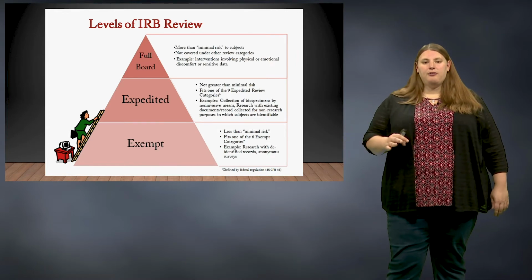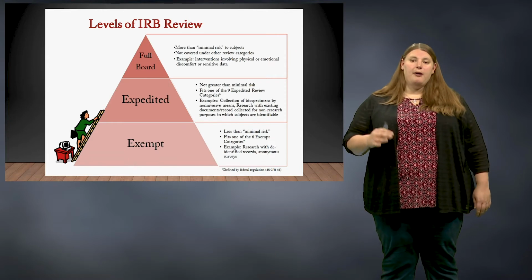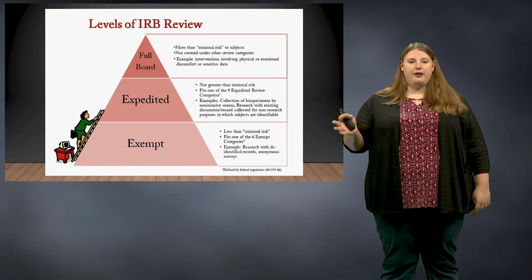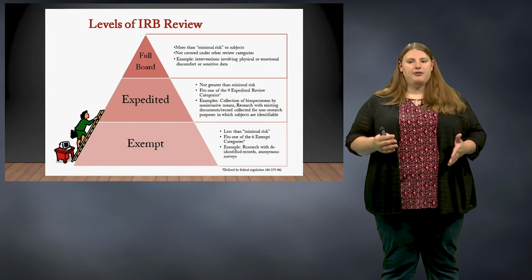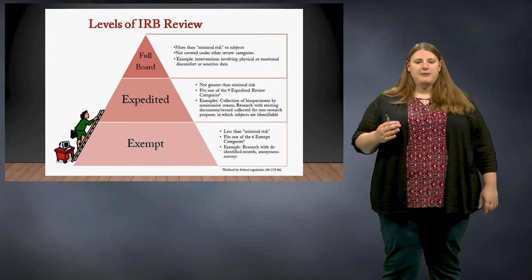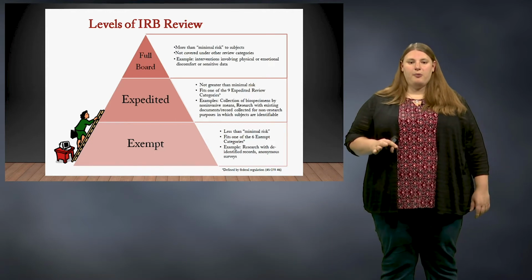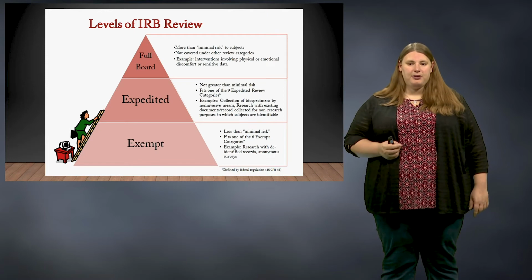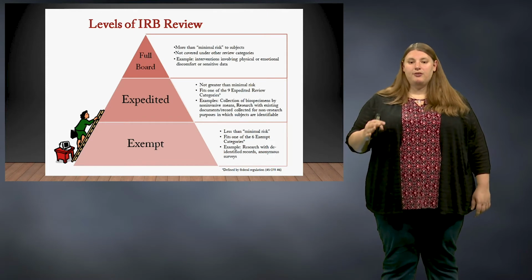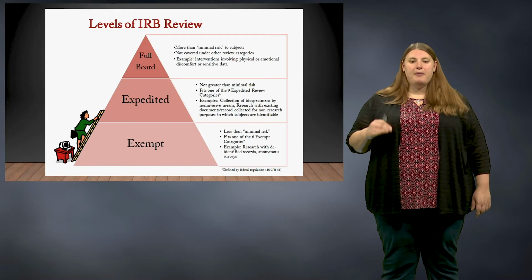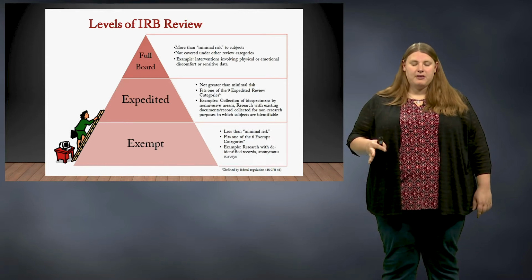Now, expedited review requires IRB review, but it only requires a review by the IRB chairperson and potentially a few other members of the committee. Expedited research must not include a vulnerable population, as defined previously. It must not include more than minimal risk, and it must not include any form of deception.